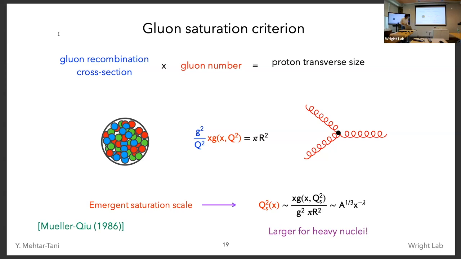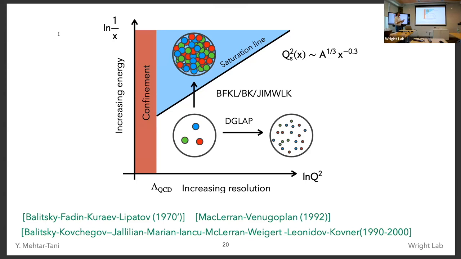So this leads us to this picture, kind of a QCD 2D plane here for the log 1/x and log Q squared plane. And you see here, so increasing Q squared, you increase resolution. You see more and more partons, but they don't really interact much. That's the standard DGLAP resolution.